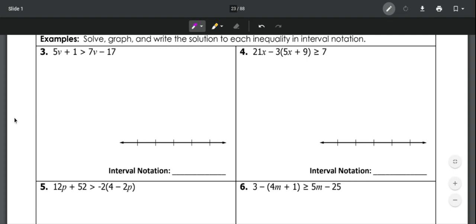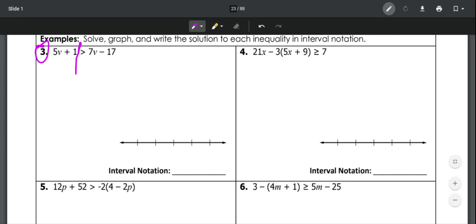So let's start off with number 3. So we've got number 3 here. It says solve, graph, and write the solution to each inequality in interval notation. So the first thing we're going to do, just like we'd solve an equation, is combine like terms to begin with. Since there's nowhere to distribute here, we're going to combine like terms. So what I like to do is draw this little line here just to separate the two.